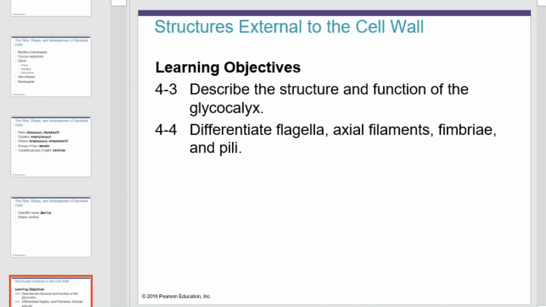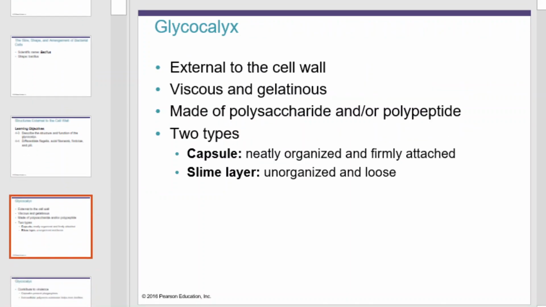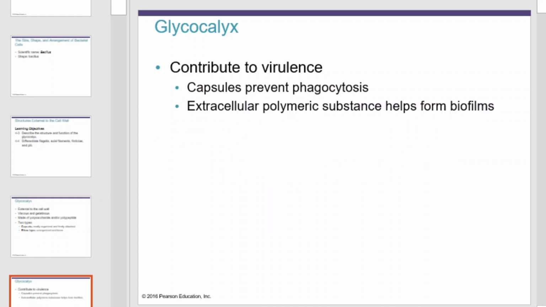External to the cell wall. In prokaryotes, we have a glycocalyx. This is a structure external to the cell wall, which is often viscous and gelatinous. It can be made of polysaccharides or polypeptides. There are two types of glycocalyx, one which is neatly organized and the other which is not. The neatly organized glycocalyx is referred to as a capsule. The unorganized is referred to as a slime layer.